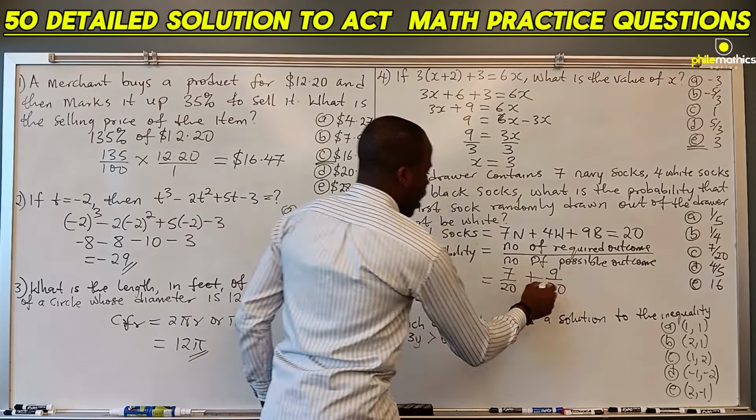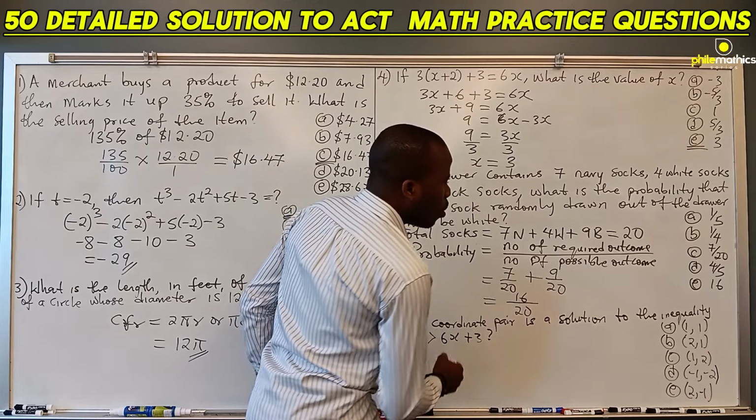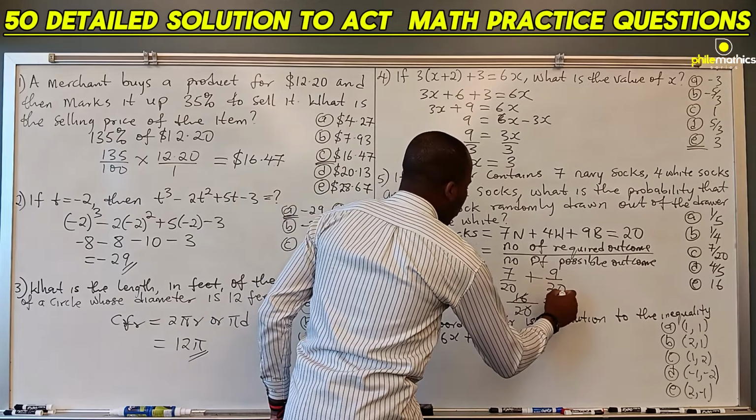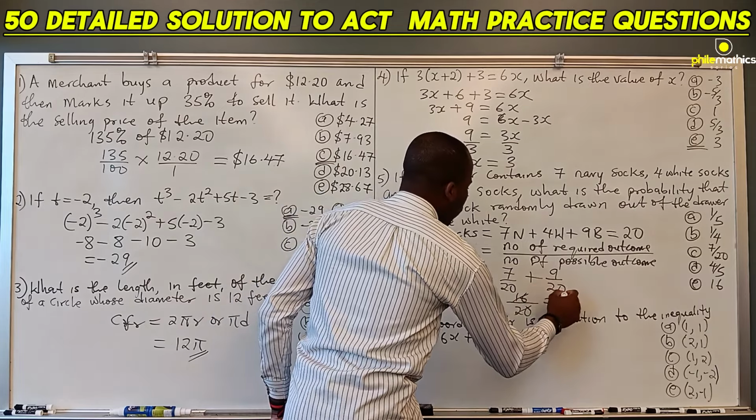7 plus 9 is 16. We can reduce this, 4 can go, and we have 4/5. So the correct option is D. So 4/5 is the probability that the sock drawn at random is not white.